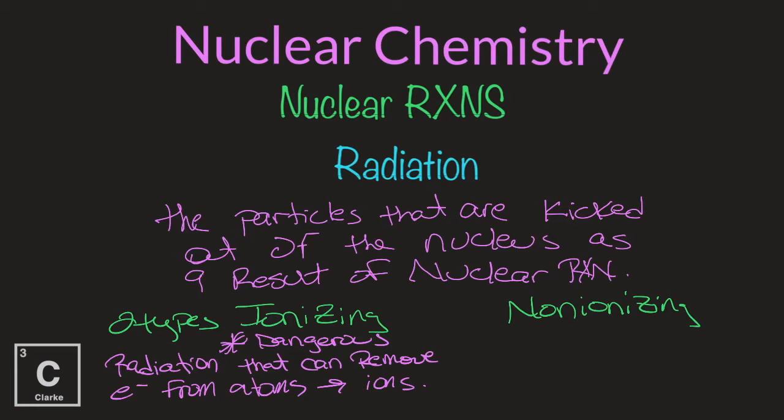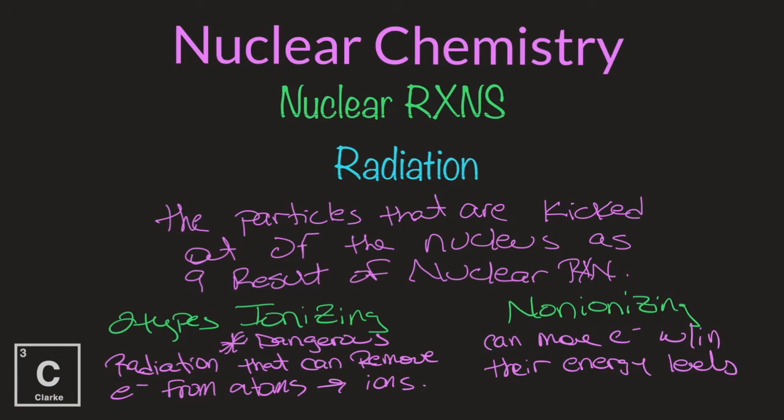Non-ionizing radiation has only the ability to move electrons within their energy levels. So if an atom gets hit with non-ionizing radiation, it excites those electrons. The electrons jump up energy levels, then they fall back down and emit energy. Oftentimes they emit visible light. They can also emit infrared. They can emit low doses of UV.